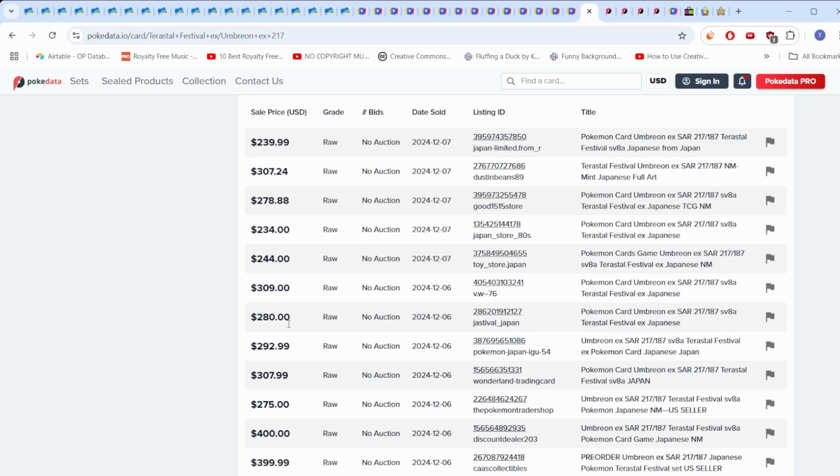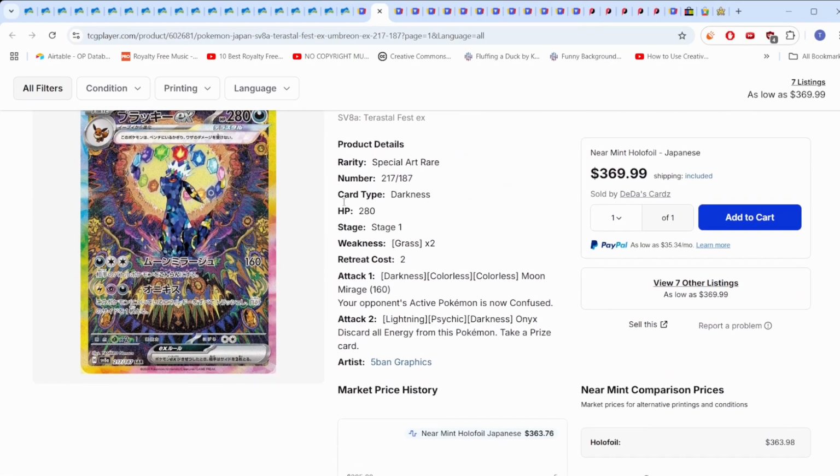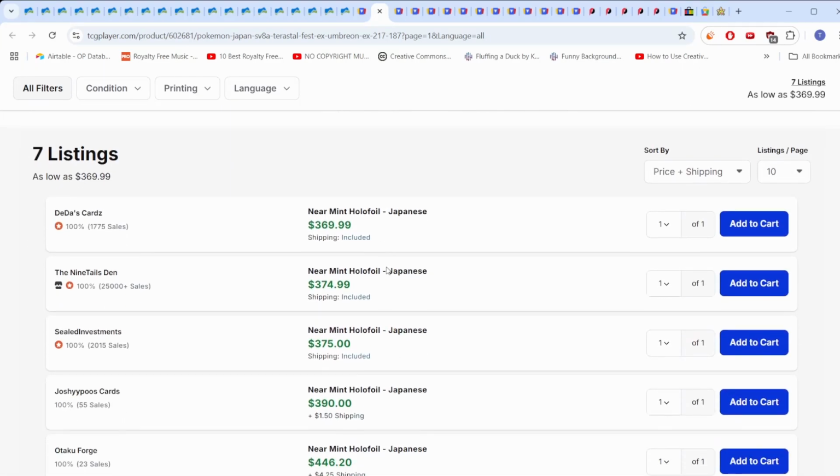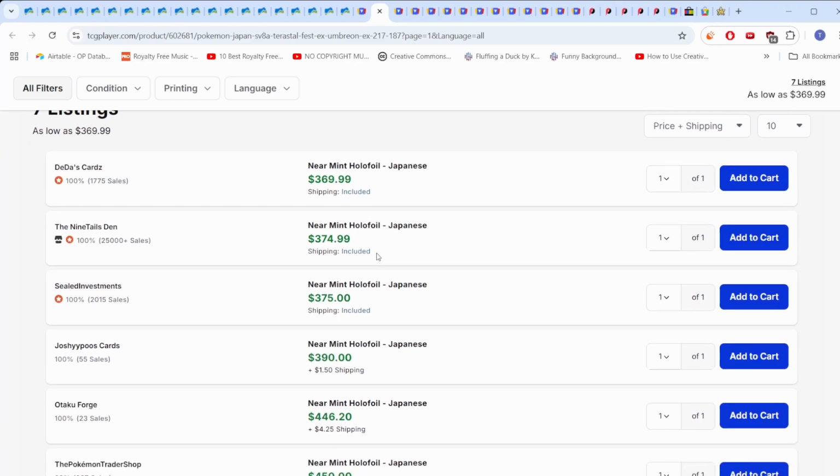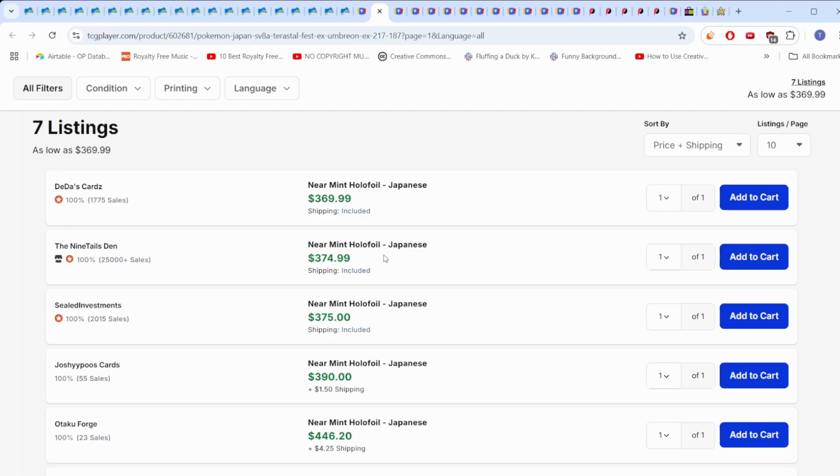If you go on TCG Player, you'll sometimes see listings for cards that are way lower than the others. Maybe I'll look here. It says 370 and the rest are next to 375. Why doesn't this guy just raise it to 373? It's just lower than 375, right? But this isn't a big dramatic thing.